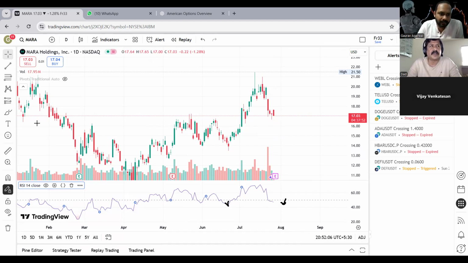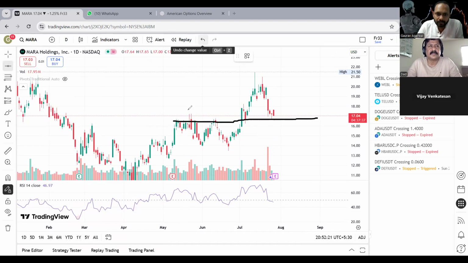And is this for intraday or position also? No, this is for positional because we are checking the 1 day time frame here, right? 1 day time frame, so yes, position. And also you can see that there is a support. This is a support zone, right?